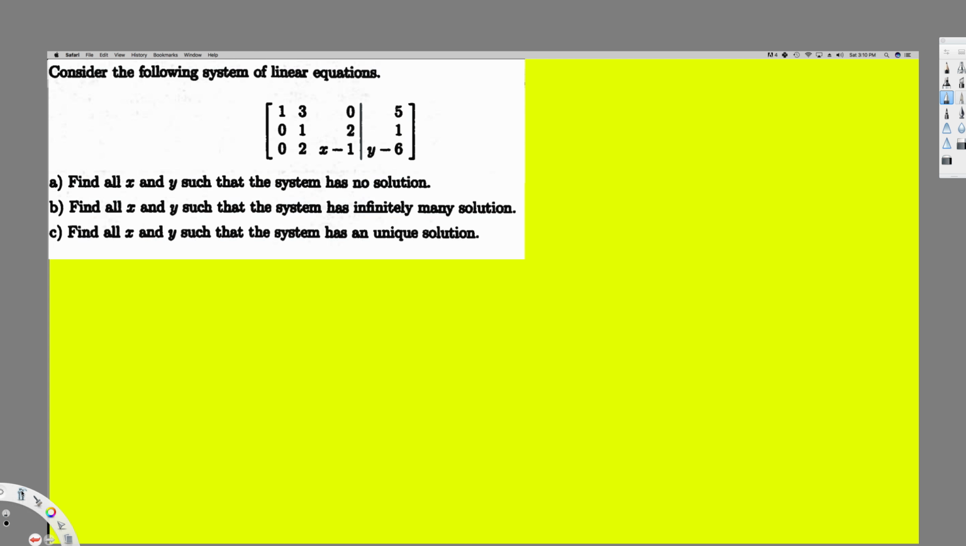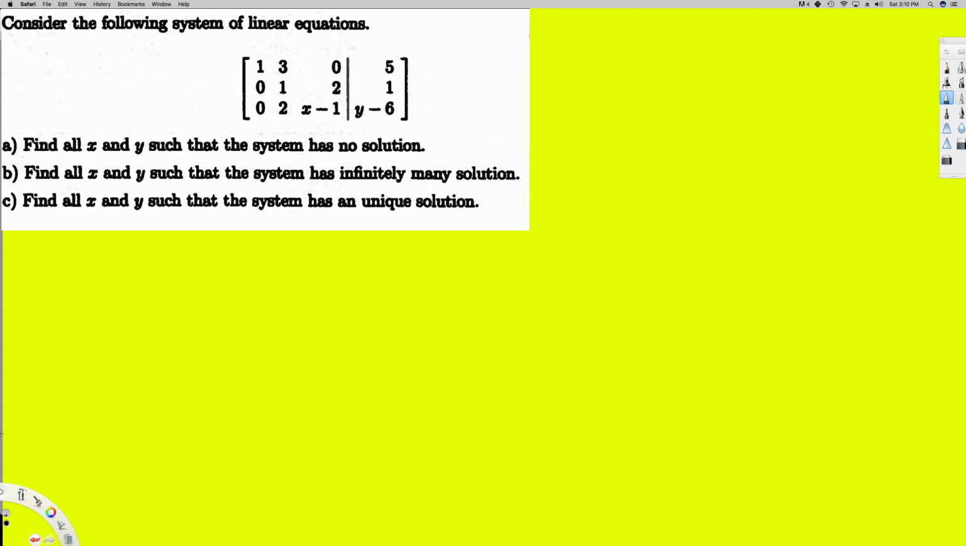Let's do this problem right here. The question is asking, consider the following system of linear equations, and they have given a matrix right here. The first question is asking, find x and y such that the system has no solution. Then the second one is infinitely many solutions, and then unique solution.